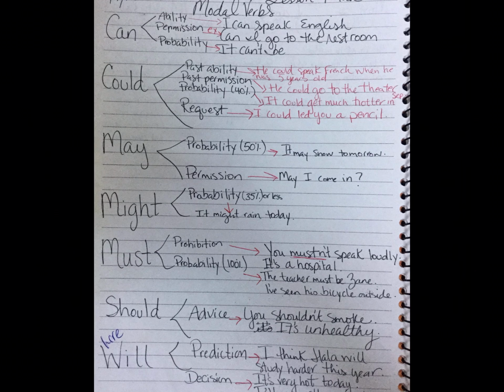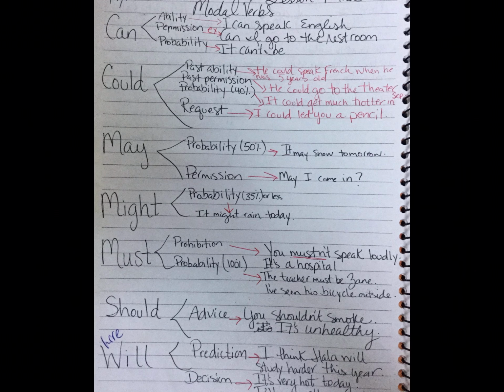Now he's older. Past permission: he could go to the theater. He could go to the theater. Probability: it could get much hotter. 40%, maybe. And request: I could lend you my pencil.